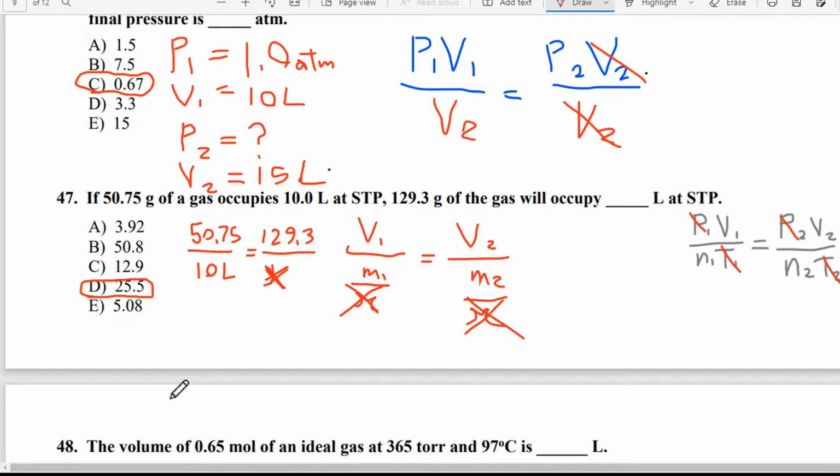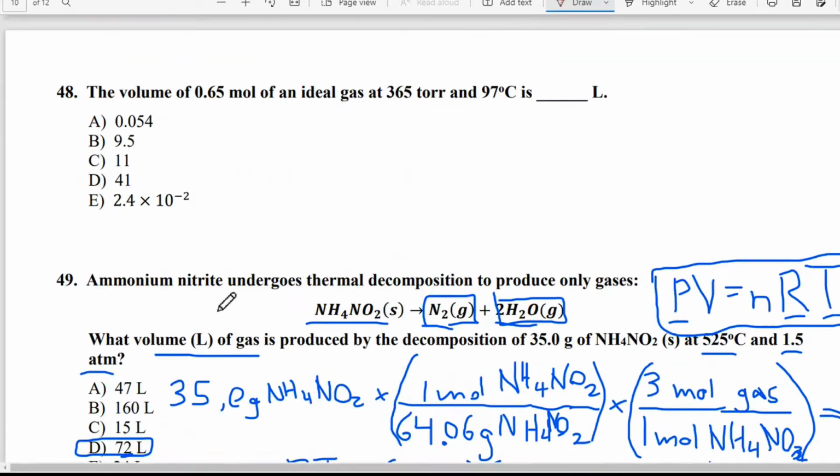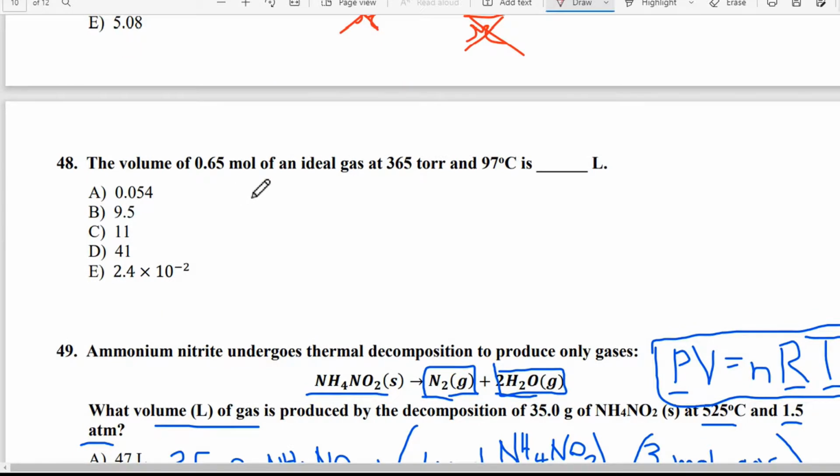Sorry. Yes. 48. The volume of 0.65 moles of an ideal gas at 365 torr and 97 degrees is blank. So yeah, this is just PV is equal to nRT.